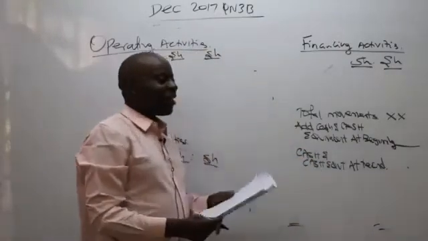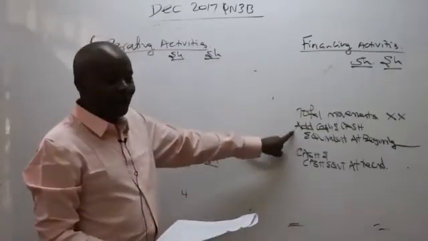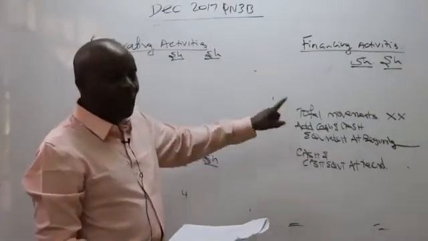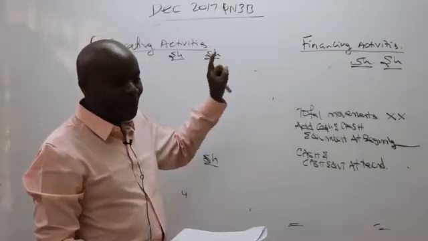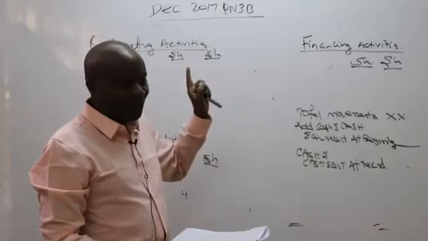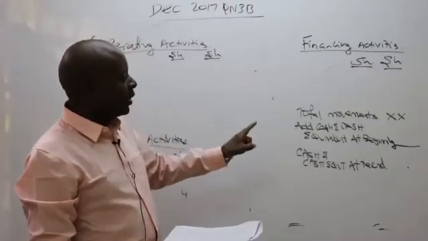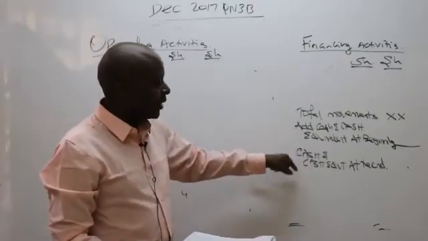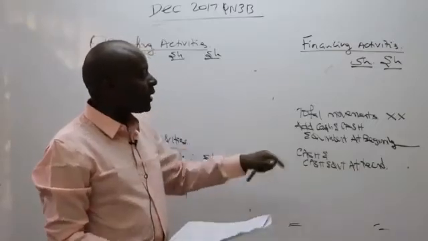Now look at this. The free marks normally start here. Yes, we are using the indirect method. Remember, we had started doing this question yesterday. We are starting with the indirect method. So, ladies and gentlemen, I have some free marks here: the cash and the cash equivalents at the beginning.